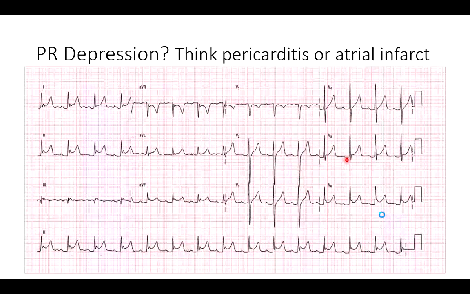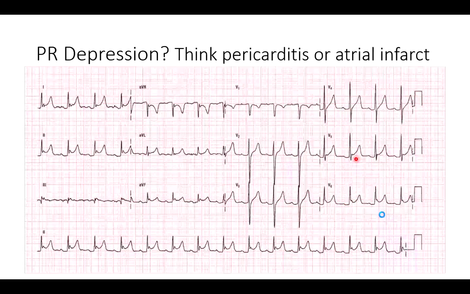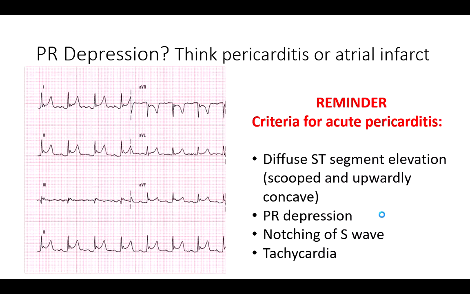I can tell there's PR depression. That's definitely PR depression. There's some notching. So this gives me an example. Remember, for acute pericarditis, we might be looking at these diffuse ST segment elevations, scooped and upwardly concave, PR depression, notching of the S wave, and tachycardia. In fact, it looks like all these are occurring and at a similar rate.